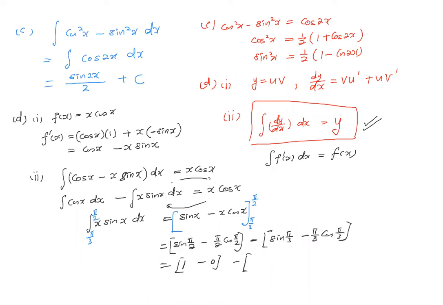Root 3 over 2. Take away pi by 3. Cos pi by 3 is half. So it's 1 minus root 3 over 2 plus pi by 6. So this is the exact value. Are you okay? So you see this question itself, you got 1/3 of the paper already.